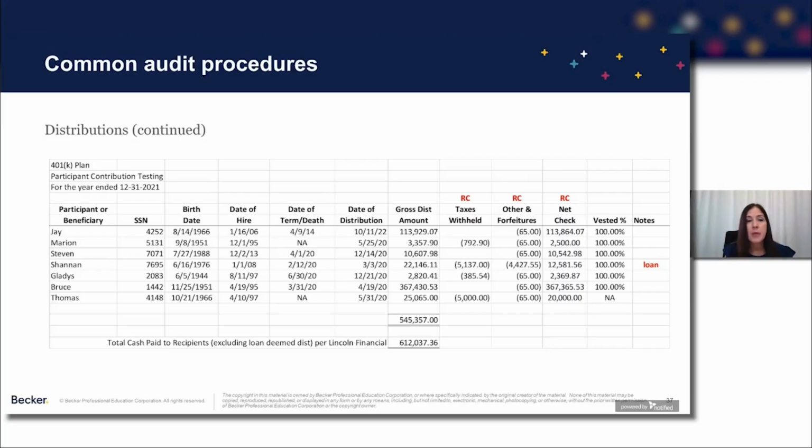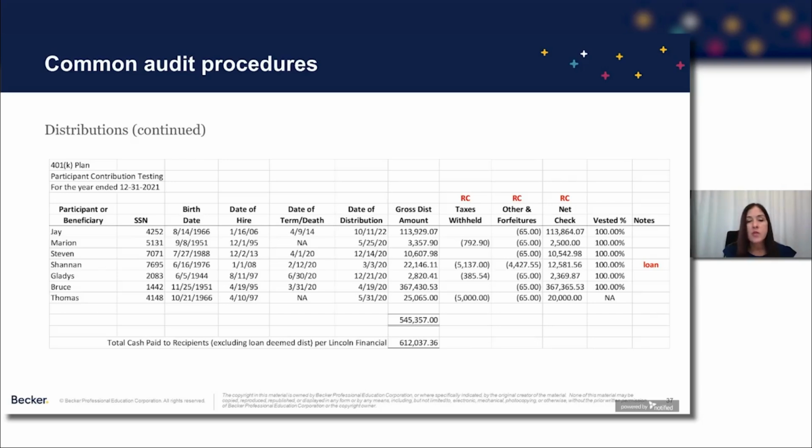So here we have an example of a distribution work paper showing the participant's birth date, hire date, date of termination to help again determine eligibility and for vesting purposes. The date of the distribution, the amount of the distribution, taxes withheld, forfeitures being recalculated, etc.